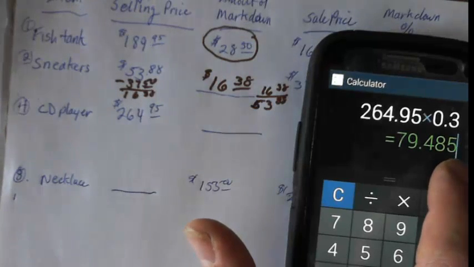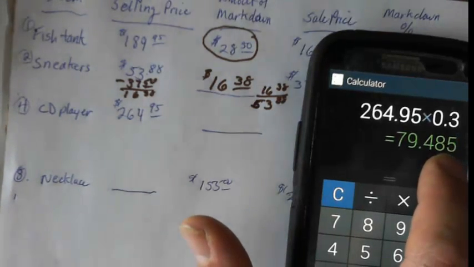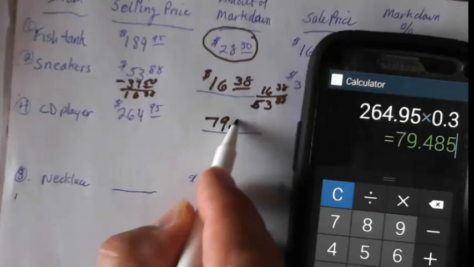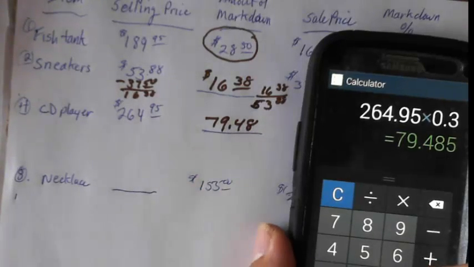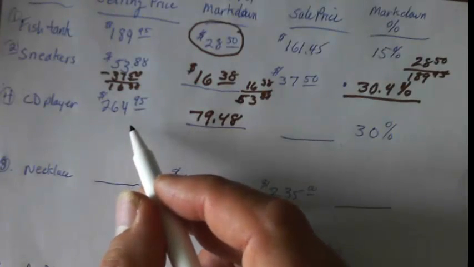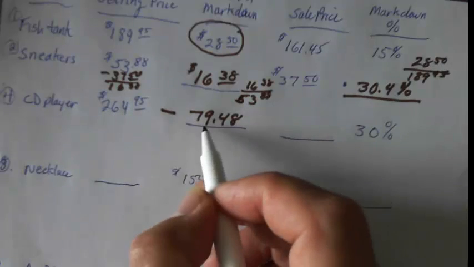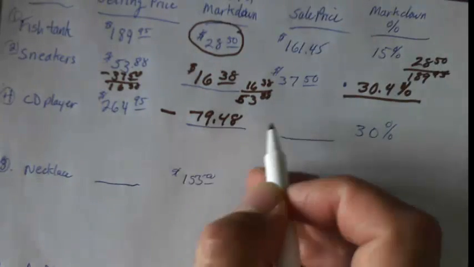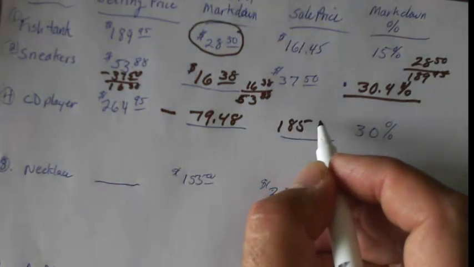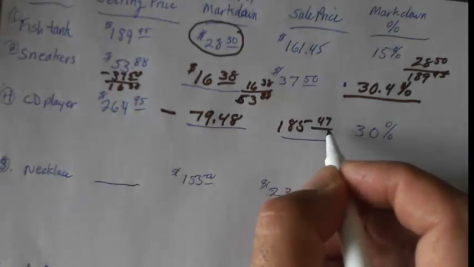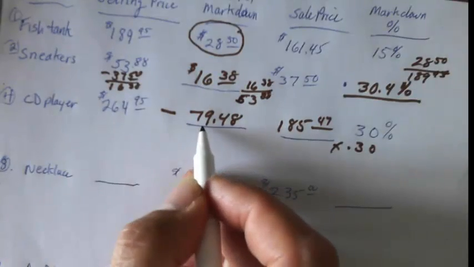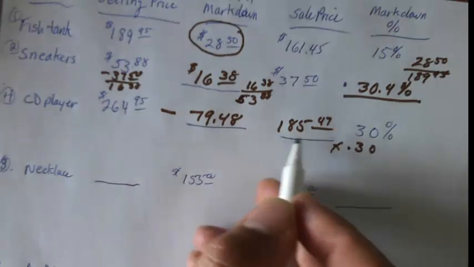Notice the 5, a lot of times you'd round up, but in business they don't want to give that extra penny to the customer, so they're going to keep that as 79.48. Okay, so they're going to round to the business's favor. And then you would just simply subtract 264.95, subtract the markdown amount, and then the sale price is going to be the difference then of 185.47. Okay, so it's pretty straightforward. So just change this to a decimal, multiply in order to get the markdown amount, and then subtract to get the sale price.